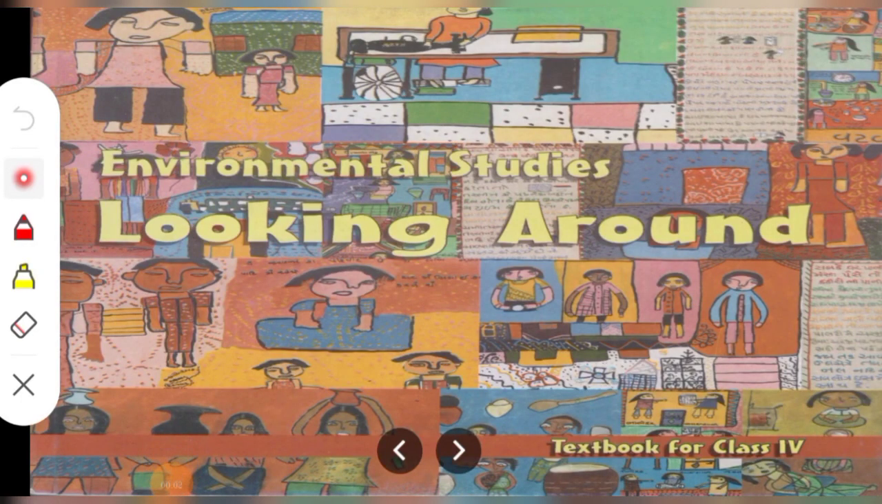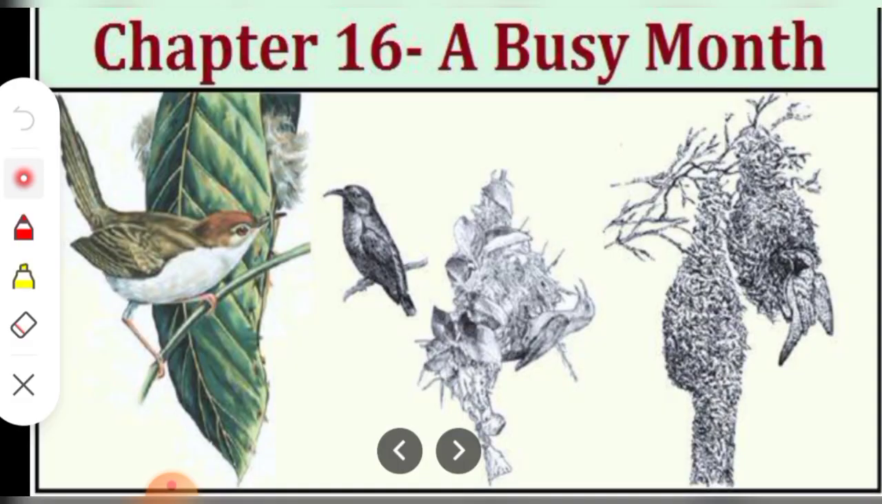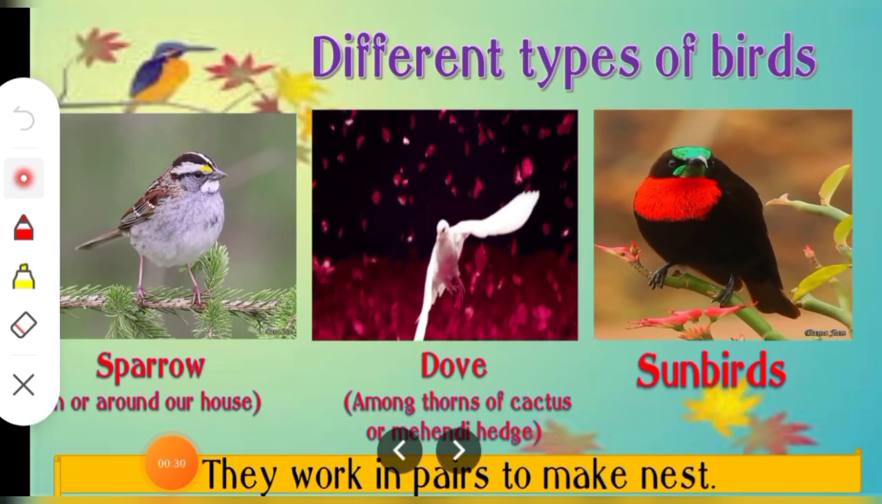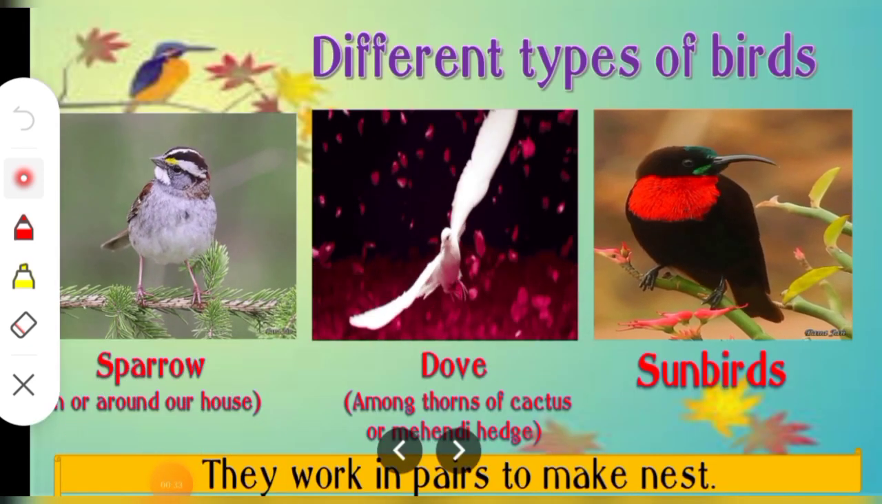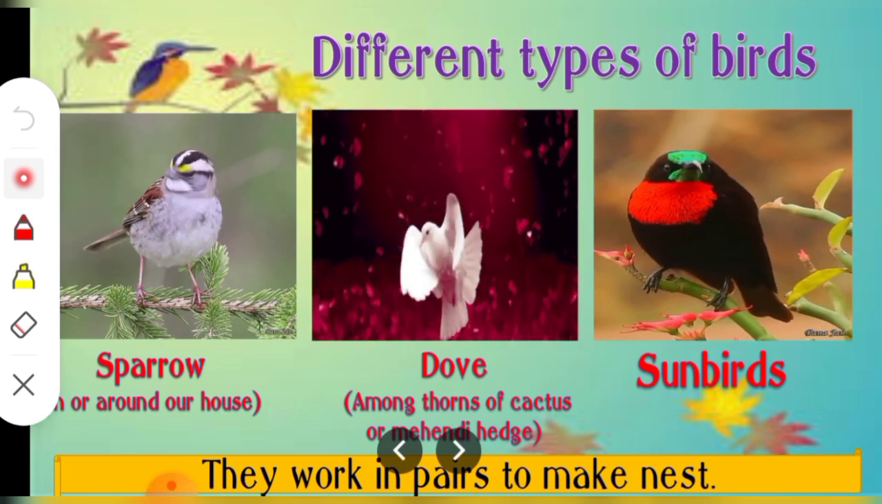Kids, today we are going to study environmental studies, looking around. Our today's topic is chapter number 16, A Busy Month. In the previous class of science, we had discussed some birds that are mentioned in this chapter. Today we are going to continue and learn about some more birds. Before starting with new birds, let us see what we had done till now.